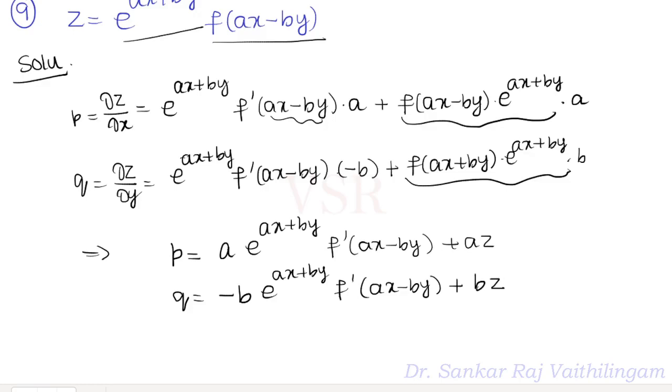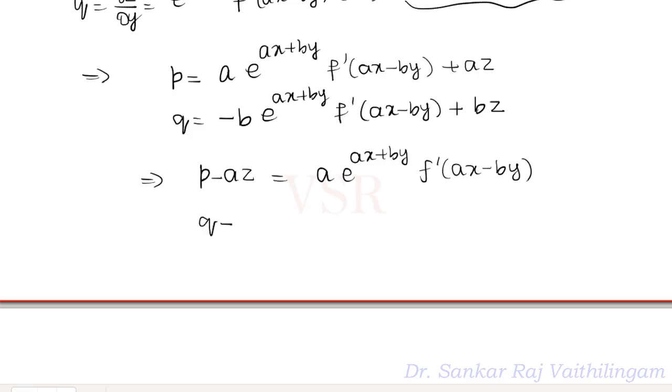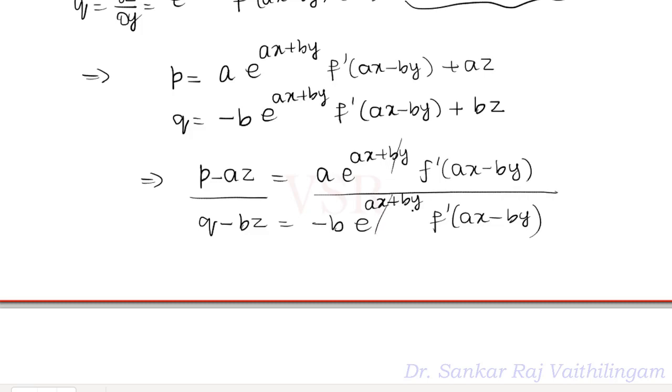அப்போ இதுல இருந்து இது ரெண்டையும் ஒரே இடத்துல கொண்டு வரலாமா? அப்போ this implies that p minus az which is equal to this fellow, that is a e to the power ax plus by into f dash of ax minus by. அதே மாதிரி q minus bz which is equal to minus b e to the power ax plus by into f dash of ax minus by. அப்ப இது ரெண்டையும் டிவைட் பண்ணிடலாமா? இது ரெண்டையும் டிவைட் பண்ணோம்னா இது அடிபட்டு போயிடும், இதுவும் அடிபட்டு போயிடும்.